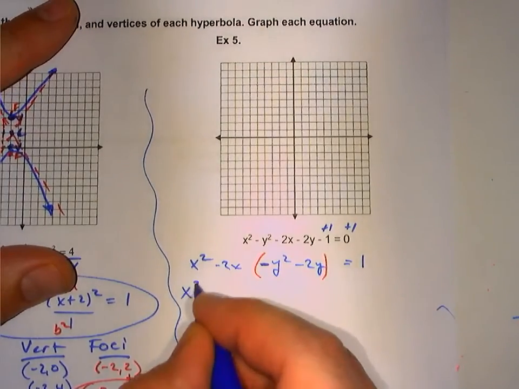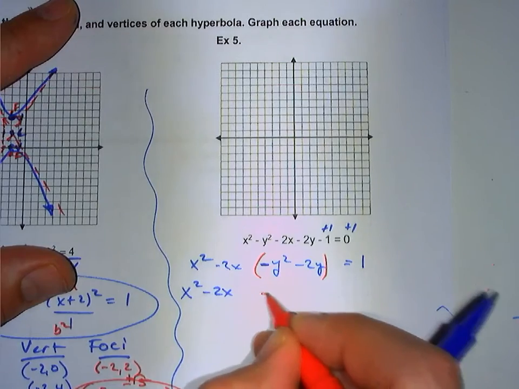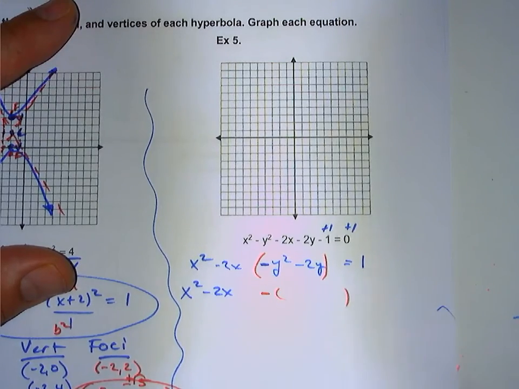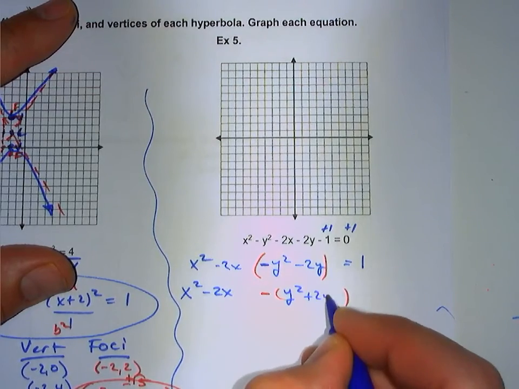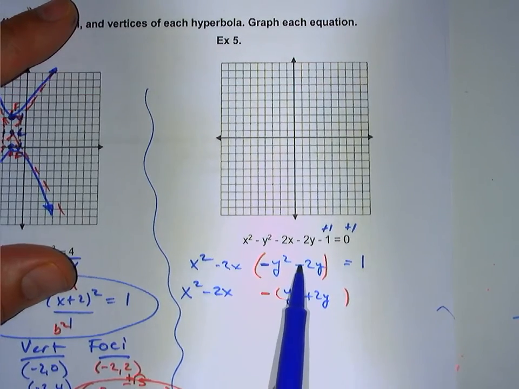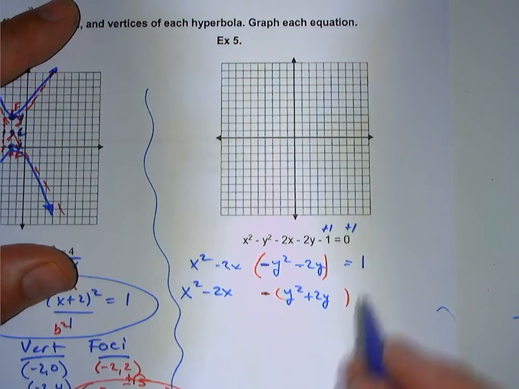So rewrite this guy. Leave some room. I'm going to take out a negative here, and now I've got y squared plus 2y. I've taken the negative from here and from here and took it out to the front. So if I was to distribute, that would give me this, that would give me that. And I've lost some room in there.